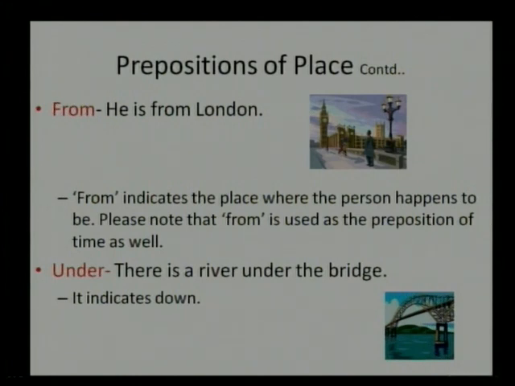The next preposition is under. Under means નીચે. For example, there is a river under the bridge. As you can clearly see in the picture, there is a bridge and the river is flowing under. It indicates down.